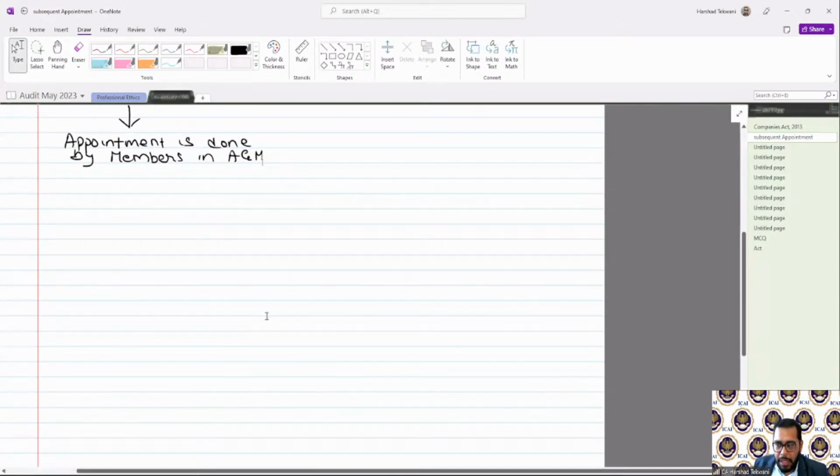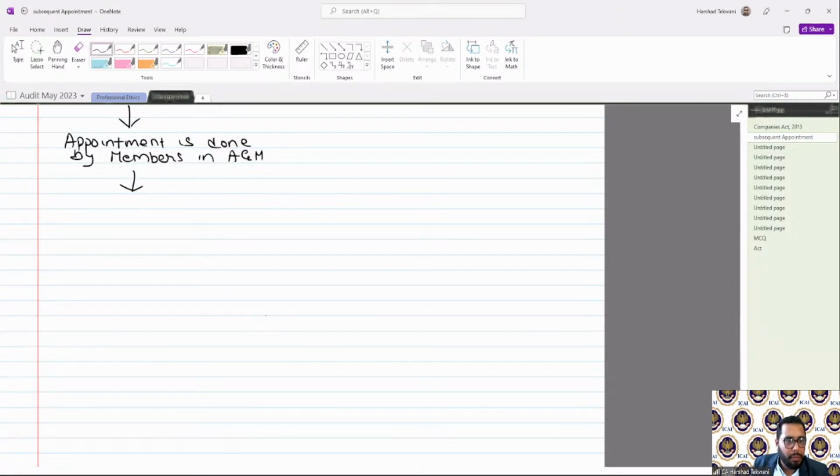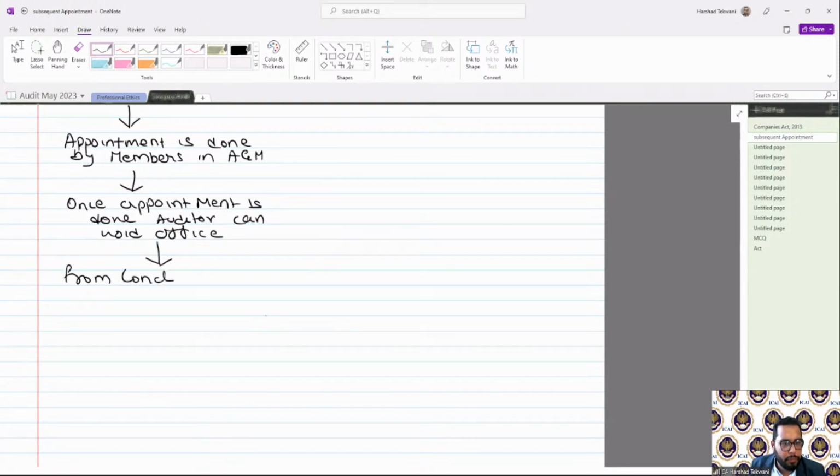Now, once an appointment is done, the auditor can hold office from the conclusion of the first annual general meeting to the conclusion of the sixth annual general meeting.